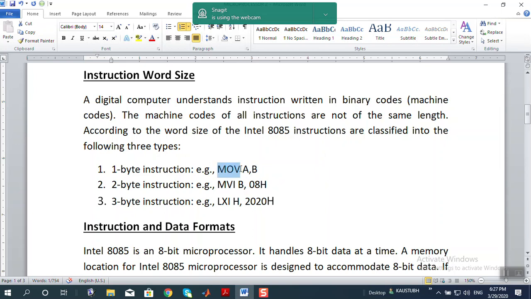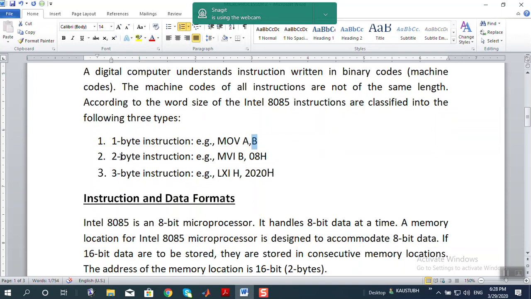So the meaning of this instruction is move or copy the content of the register B to the register or the accumulator A. It does not delete the content of B. It is just copy and paste. Similarly, for a 2 byte instruction, this is an example, MVI B, 08.